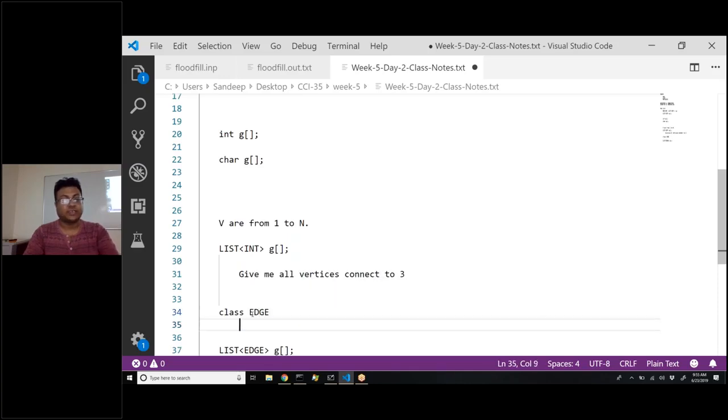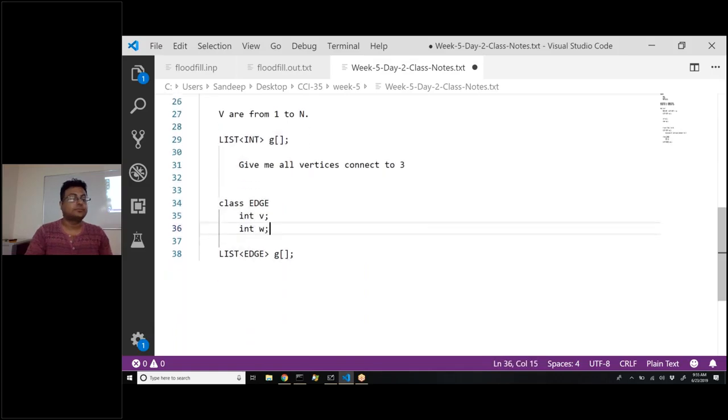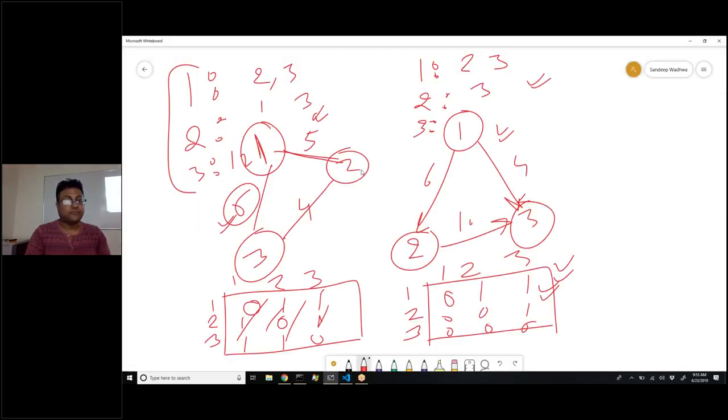We say list of, let's say we define our own class or structure, and this has 2 fields. One is the other vertex and another is weight, right? So now this list of edges is storing the graph information. How? If 1 is connected to 2 via 5, we will create an edge where end vertex will be 2, weight will be 5, and we will store that in that array.